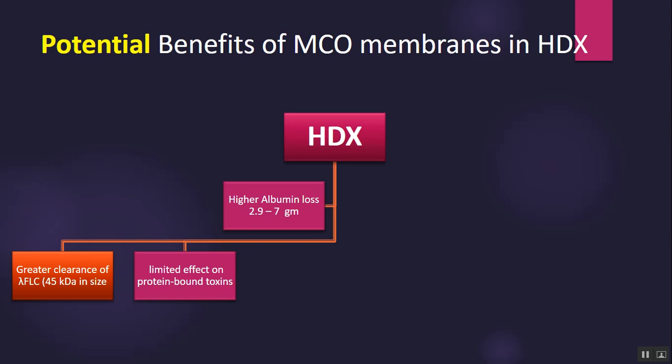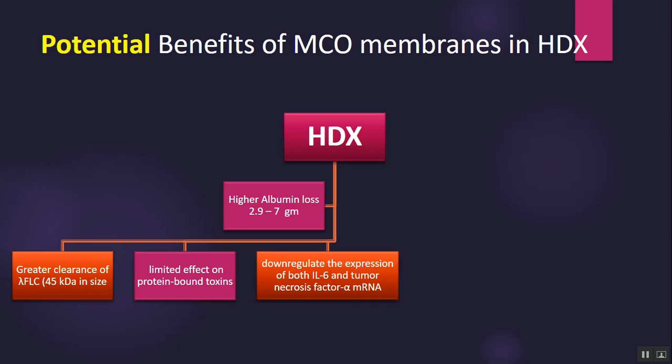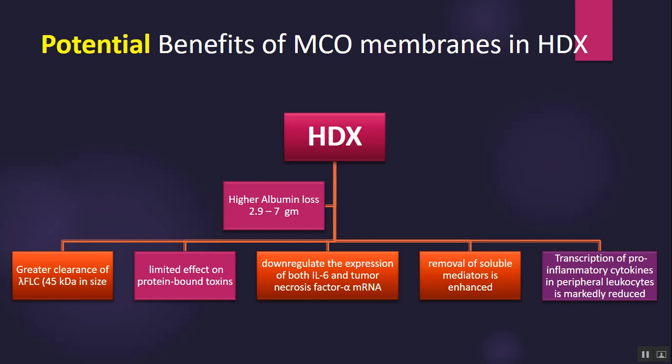There is limited effect on protein bound toxins. It down regulates the expression of both interleukin 6 and tumor necrosis factor, with removal of soluble mediators, and transcription of pro-inflammatory cytokines in peripheral leukocytes is markedly reduced. ناخد بالنا ان الالبومين loss in conventional high flux is below 0.4 gram, while in HDX or expanded hemodialysis it approaches from 3 to 7 grams.